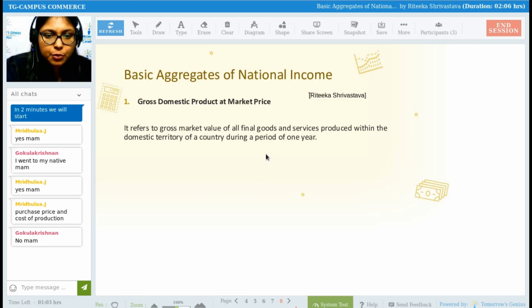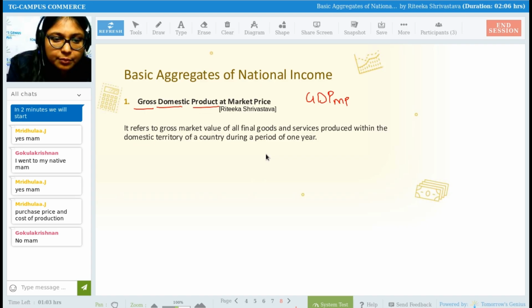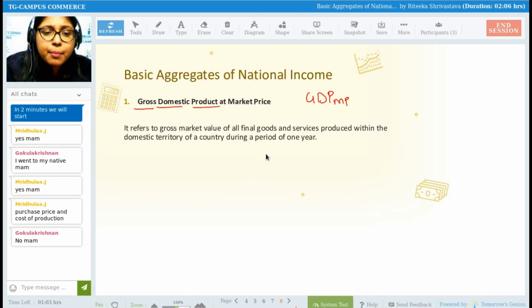So the first aggregate, say suppose, is GDP at MP. We know what is gross. Gross means the actual value of goods and services. Domestic, if I'm combining it with the gross, means the actual value of goods and services produced in the domestic territory. Product means nothing but goods. Market price means here we are going to consider the market price of the goods.